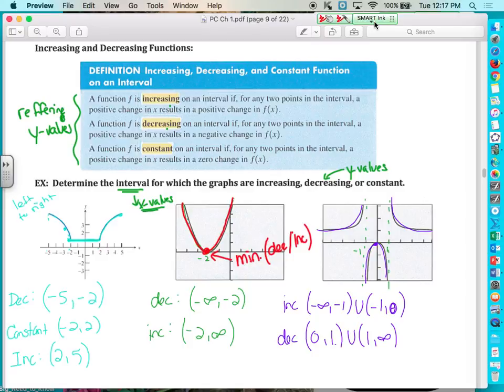If you look at this point right here, the graph is increasing then decreasing. So if the graph changes from increasing to decreasing, I have a maximum point there. And we'll look at that in terms of derivatives when we get to the calculus part.